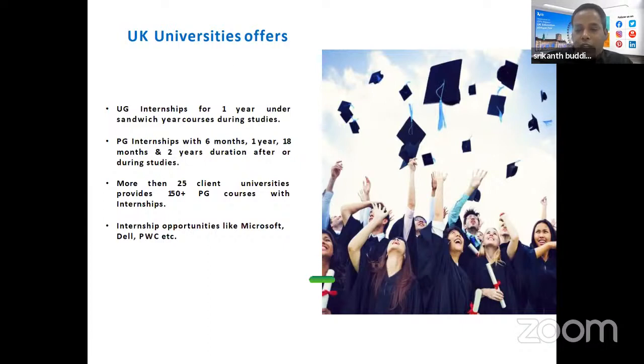And the second one is you can complete your master's degree in 9 months and be available to the job market within 9 months. Whereas in other countries, you need to study for 2 years for a master's and spend more money on it. So that is a major advantage in the UK.